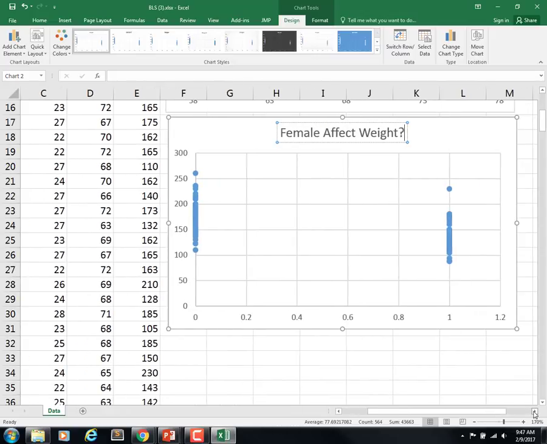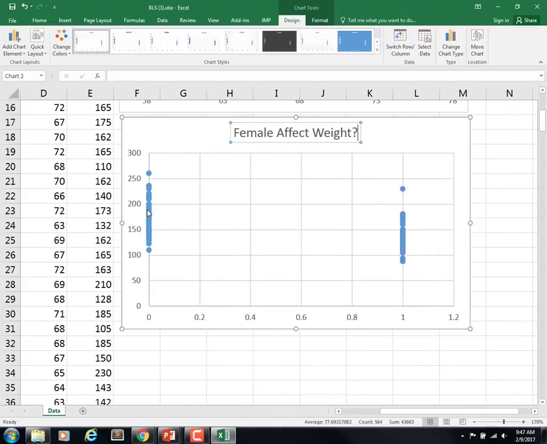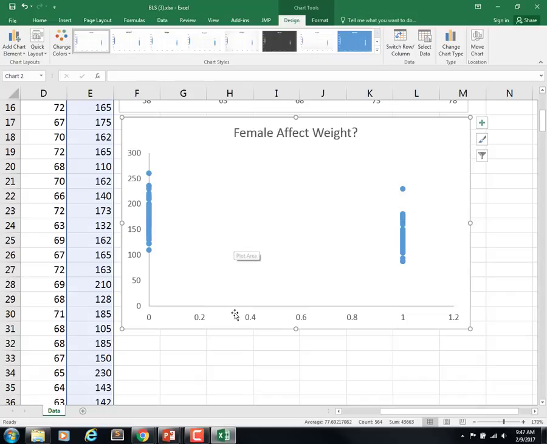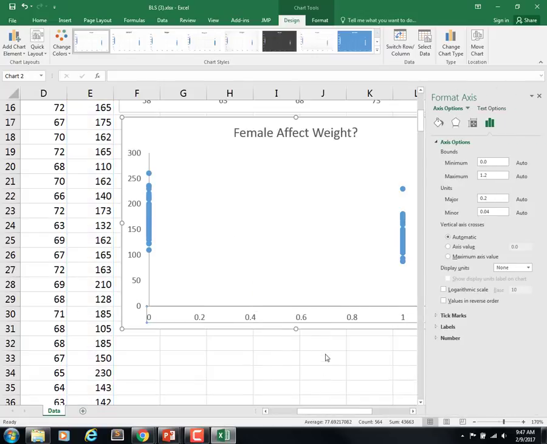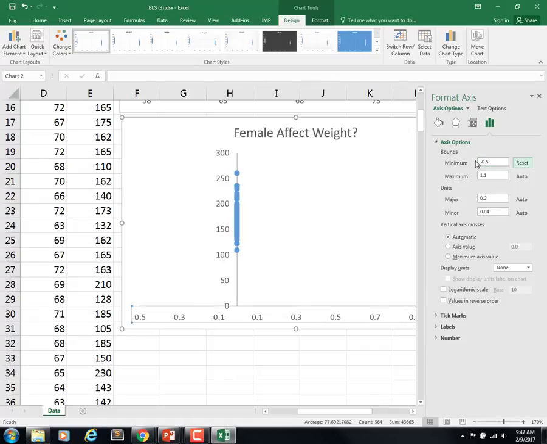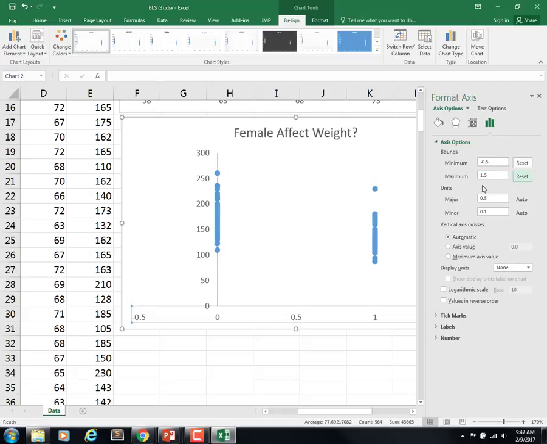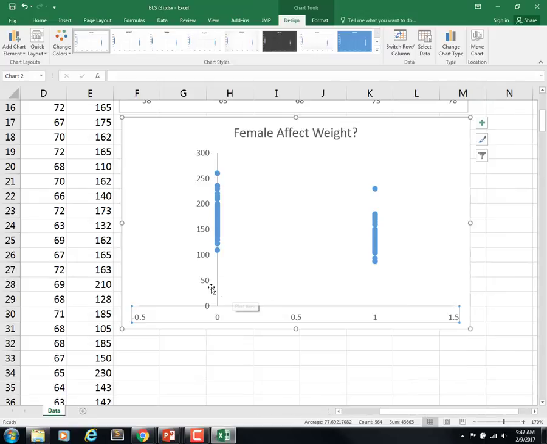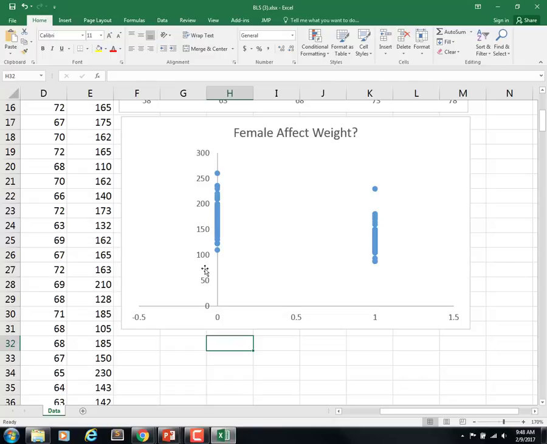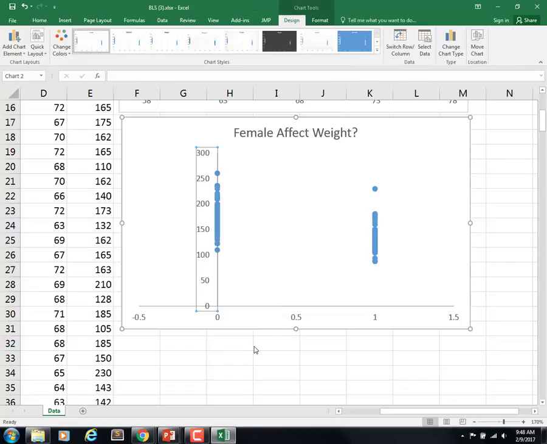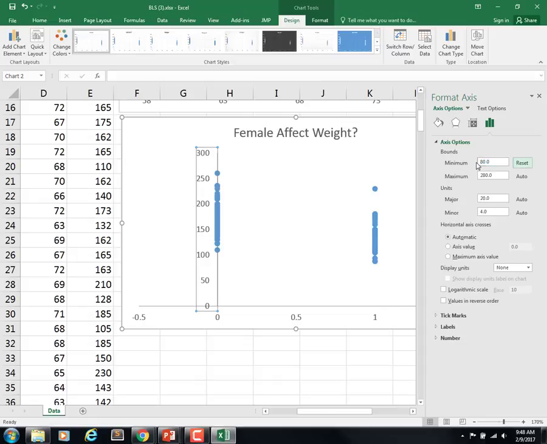So what do we notice? There are only two columns: 0, which means that you're not a female, or 1, that you are a female, right? Let me get rid of some of the chart junk again, the grid lines. I'm going to change this, just because I don't like it all the way over there, to negative 0.5 up to 1.5. All right, and that should be good. I'm okay with it starting at 0 here. Well, let me change it to what we started with on the other one, which was 80. Okay.